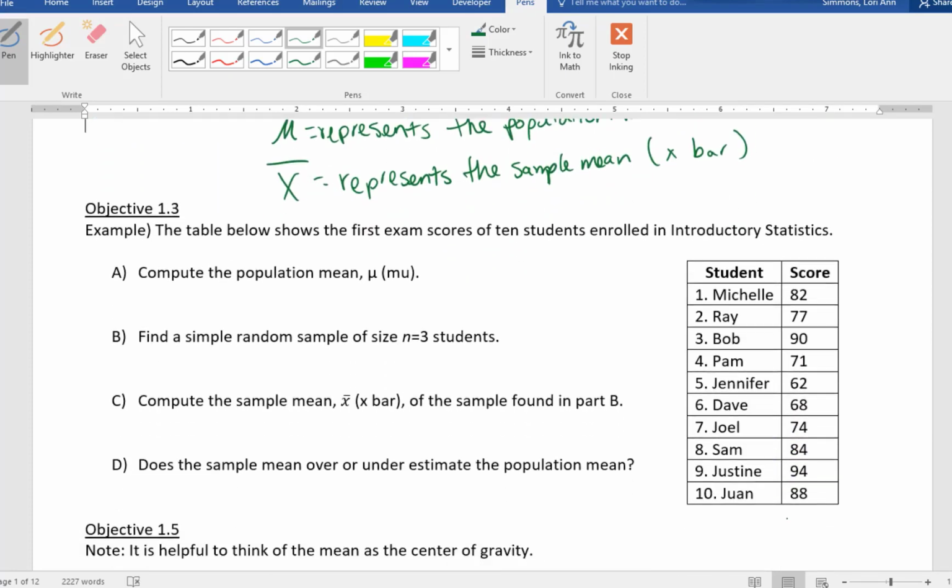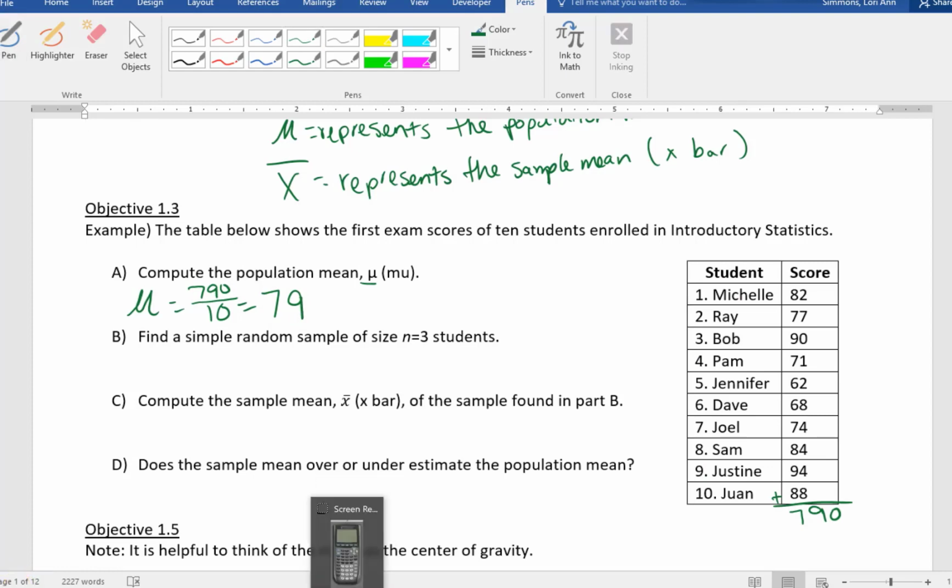The table below shows the first exam scores of 10 students enrolled in introductory statistics. Compute the population mean mu. I'd like you to do this by hand. So mu: what you're going to do is add them all up together. When you do that, you get 790. And then up above it said divide by the number of values. There are 10 values, so the mean should be 79.